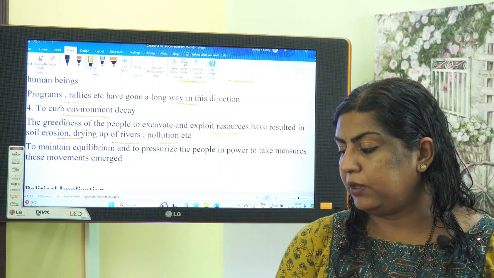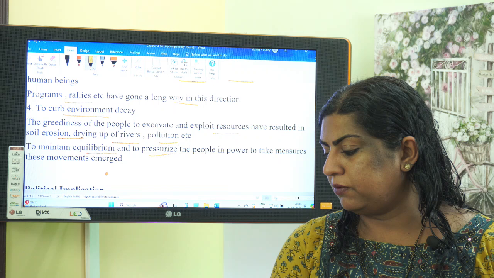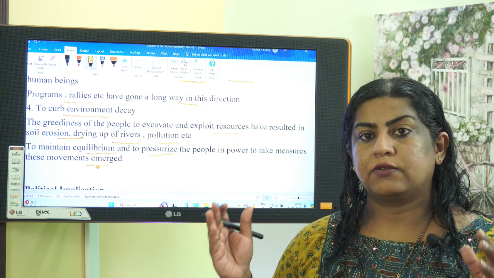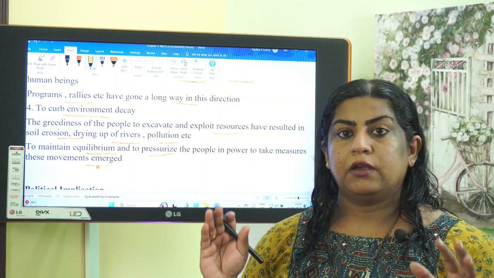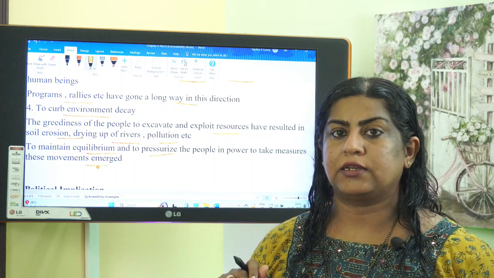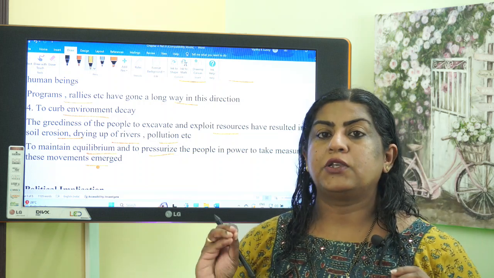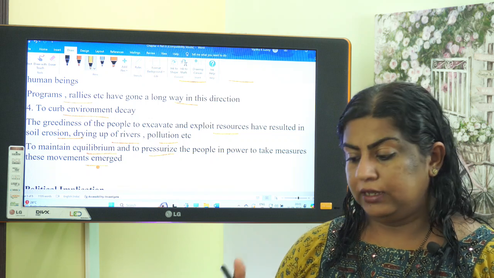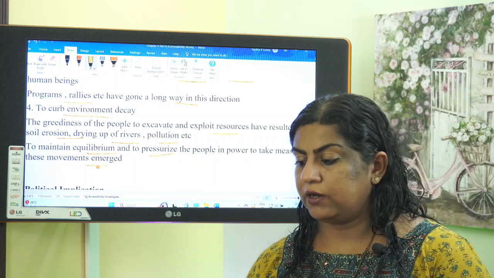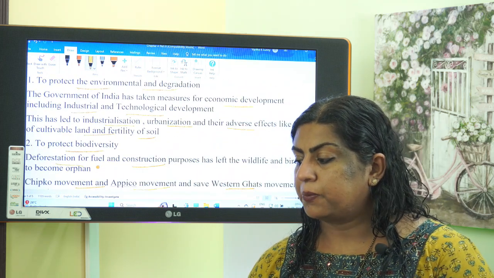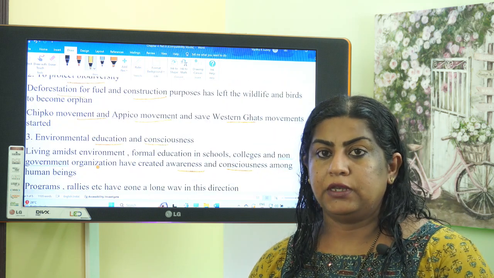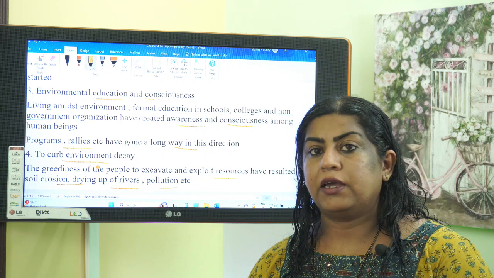So, to maintain equilibrium and to pressurize the people in power to take measures, these movements emerged. So, there should be a balance. See, the resources should be used in a particular quantity which will not affect the environment. So, an equilibrium should be maintained. So, to maintain this equilibrium and to pressurize the people in power or the leaders, these kind of movements emerged. So, all these are the causes for environment movement. We have 4 causes: to protect against environmental degradation, to protect biodiversity, environmental education and consciousness, and to curb environmental decay.